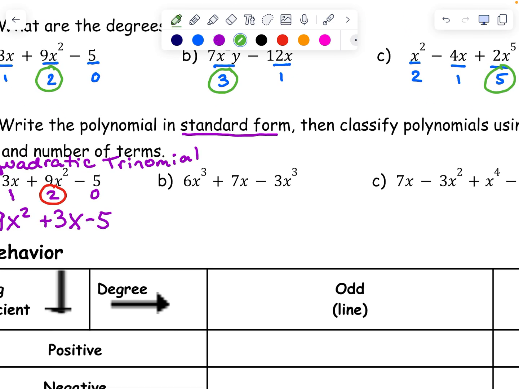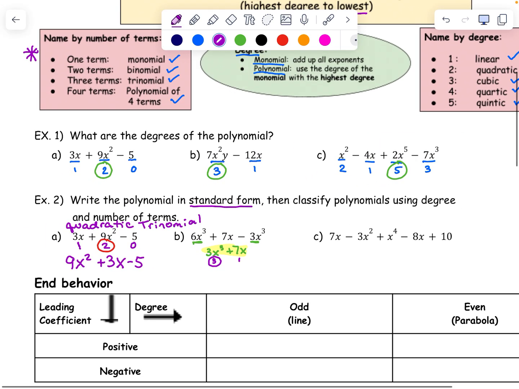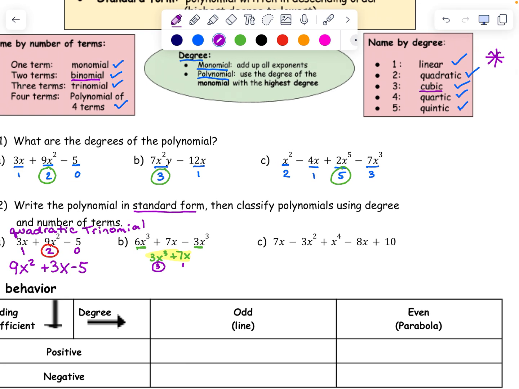Next one. We have a degree 3, degree 1, degree 3. We have 2 with the same degree, which means we can combine those two like terms. So we're going to have 3x cubed plus 7x. The degree here is 3, the degree here is 1, so our degree is 3. This is in standard form. Our degree is 3 and we have 2 terms, so we'll be a binomial that is a cubic: a cubic binomial.